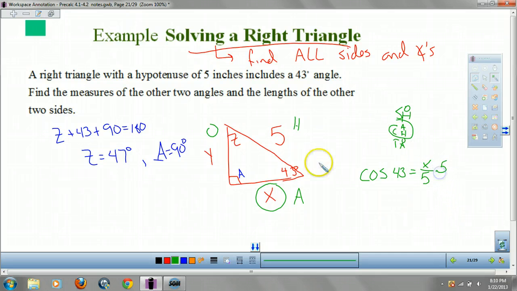Multiply both sides by 5. Use my handy dandy calculator. I can't even say calculator anymore, guys. And I get X equals 3.657. Ta-da!